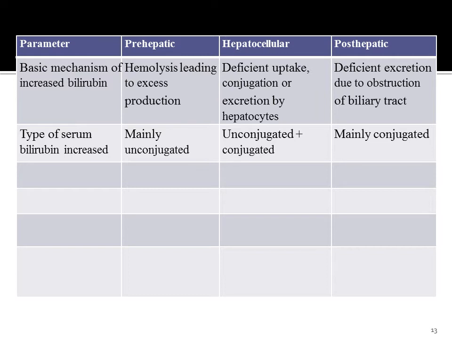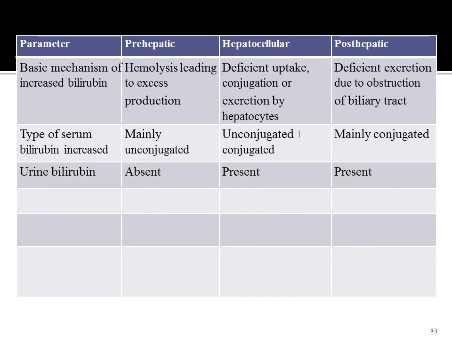In prehepatic jaundice, the etiology is hemolysis, so mainly unconjugated or indirect bilirubin is increased. In hepatocellular, both conjugated as well as unconjugated is raised, because some part of conjugation is defective, so unconjugated is also raised. But in post-hepatic or obstructive jaundice, mainly conjugated or direct bilirubin is increased.